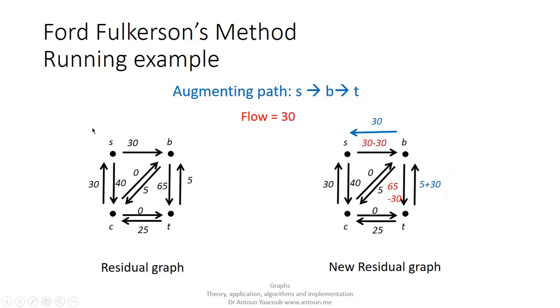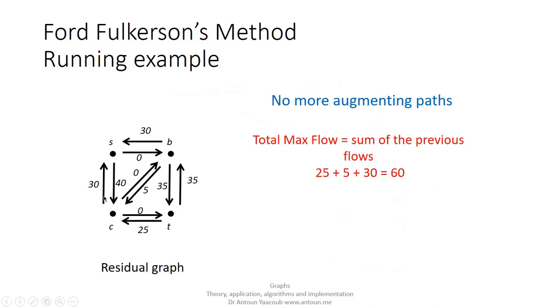Can I find an augmenting path? Yes, there's SBT. The SBT minimum is equal to 30. So I will add 30 to the 30 that I found earlier. So now my flow is equal to 60. Again, I will decrease the outgoing path, and I will increase the backward direction. So here I have the residual graph.